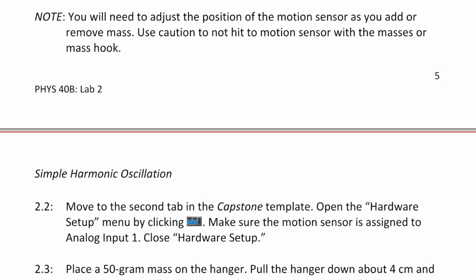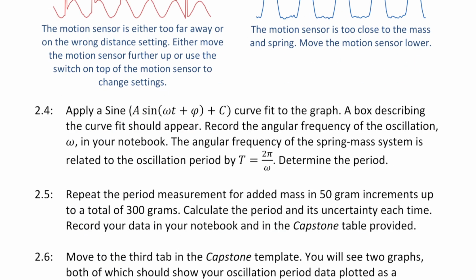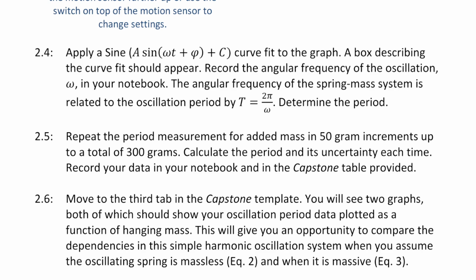The second part of the lab is when you do the actual simple harmonic oscillation. You're going to put a mass on a spring, pull it down and let it go, and see how it oscillates up and down over time. Then you're going to do that with different masses and see if adding more mass increases the frequency. What does it do? Does it decrease it? Does it do anything at all?